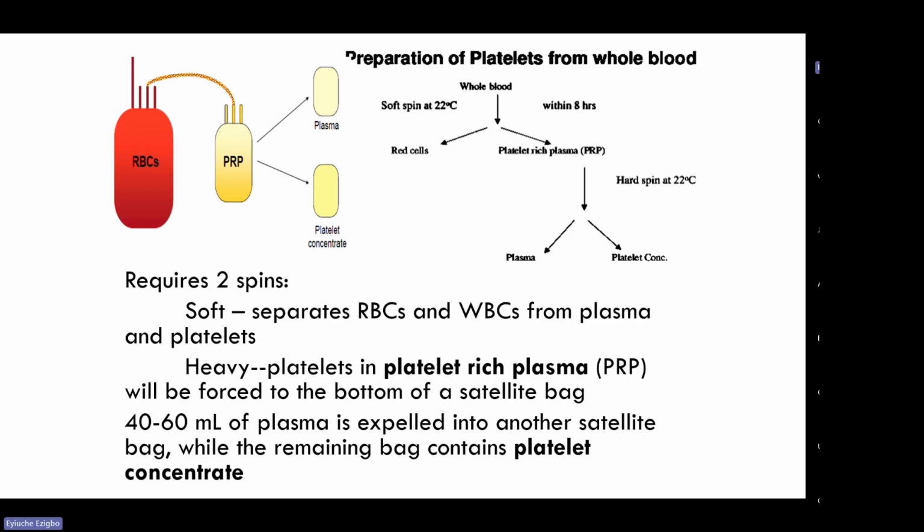Then we do a heavy spin to separate the plasma, and the platelets will settle in the next bag. So we do a soft spin, collect the platelet-rich plasma, do a heavy spin, and separate the plasma from the platelet concentrate. That's how we get our platelet concentrate. I think we have that facility at UNTH. People should look out for it and see where they are practicing it.